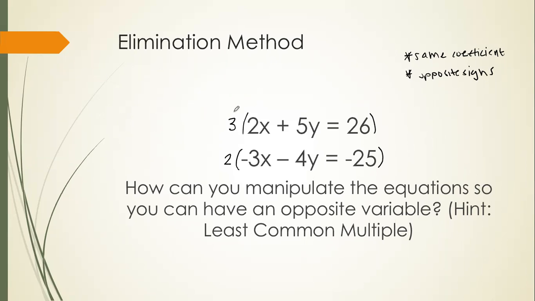What would I multiply the bottom equation by to make this 6? 2, thank you. So the top equation, I'm gonna multiply it by 3 so that the coefficient in front of x becomes 6. I'll multiply this by 2 so the coefficient in front of x becomes negative 6.